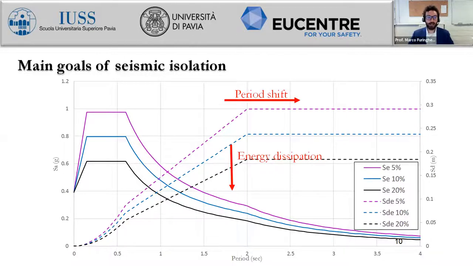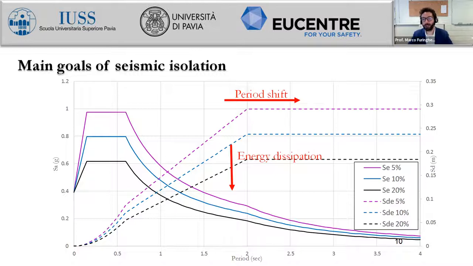So let's consider one by one all the main goals of seismic isolation. The first one is the period shift, and the second one is energy dissipation. So why do we have to consider a period shift? Why do we have to increase the period of the structural system? Generally, because if we look at the continuous lines, which are referred to the acceleration response spectra, we notice that if we increase the period of the structure, we get toward lower values of spectral coordinates.